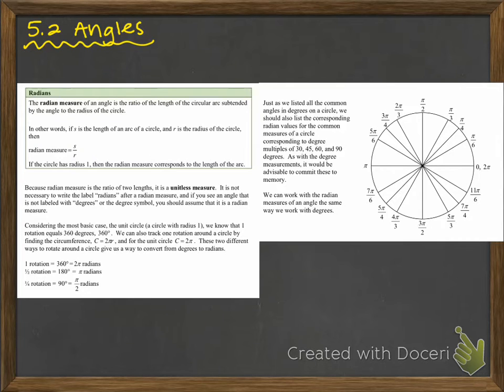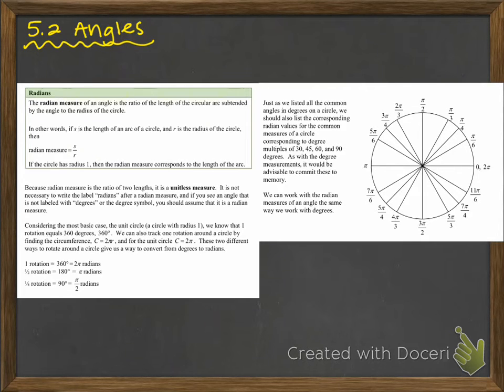So the first thing I just wanted to talk about was radians. I know it was kind of a tricky subject to look at, and we really need to understand what radian measure is. So the radian measure of an angle is the ratio of the length of the circular arc subtended by the angle to the radius of the circle. That is a lot of big words. So let's break that down.